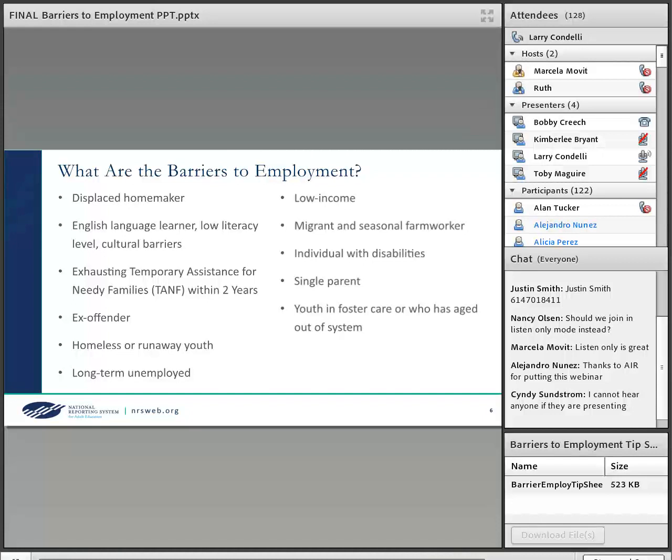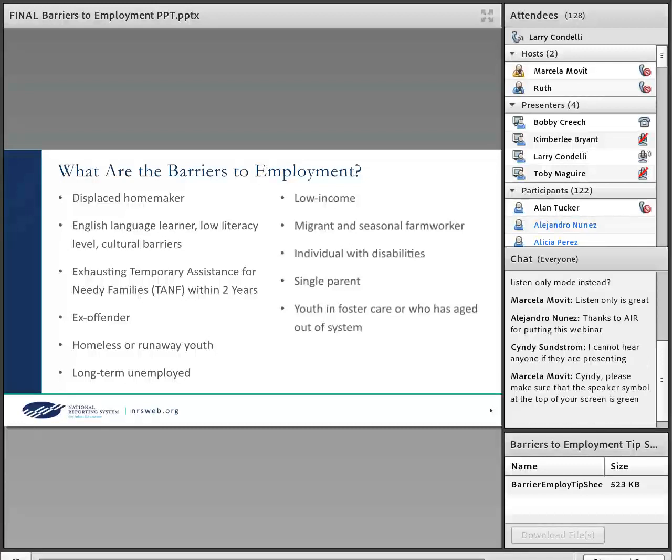There are 11 of them identified by the law, and these are the ones that you are probably collecting in your programs in your states. You also could add to these in your particular state if you have other ones. But the 11 in the Act are displaced homemakers, English language learners with low literacy and cultural barriers, students who will be exhausting TANF within 2 years, ex-offenders, homeless youth, runaway youth, long-term unemployed, low income, migrant and seasonal workers, individuals with disabilities, single parents, or youth in foster care or aging out of the system.